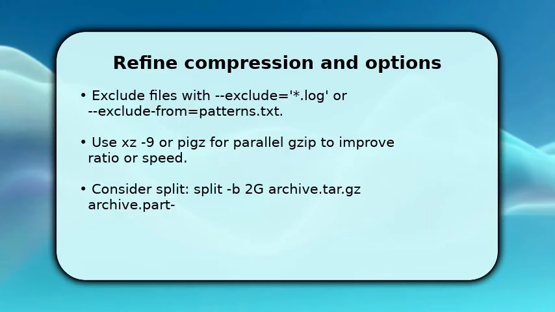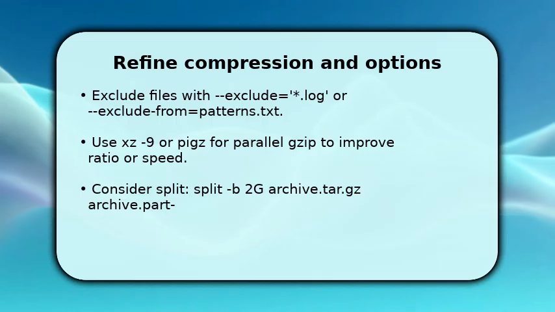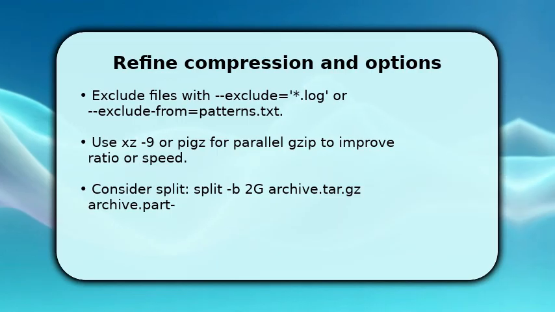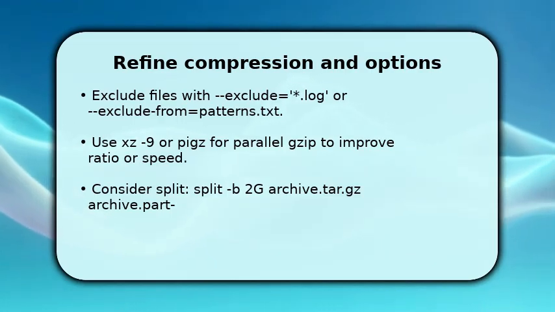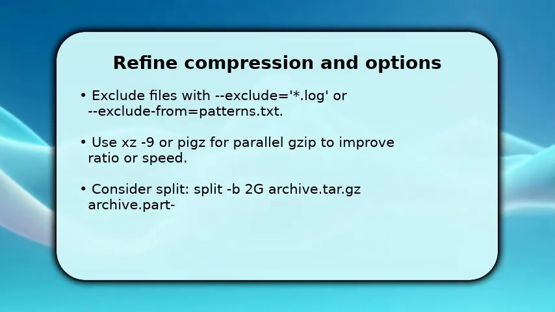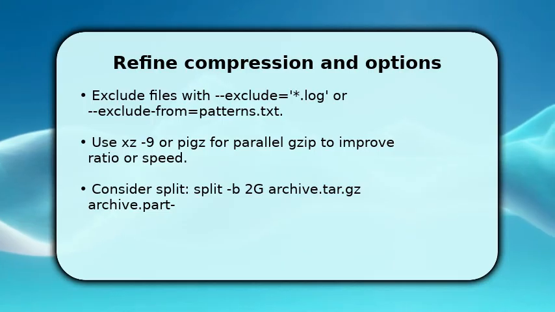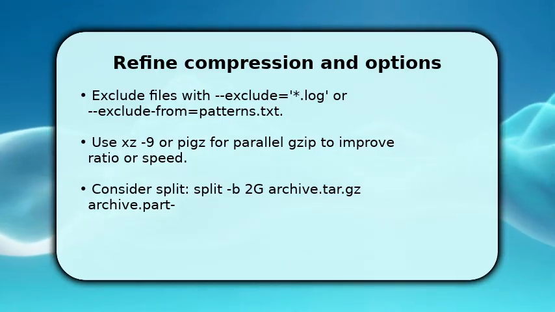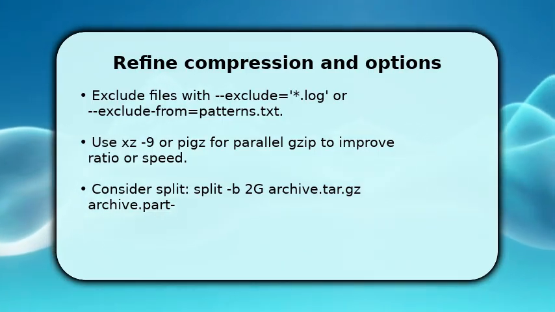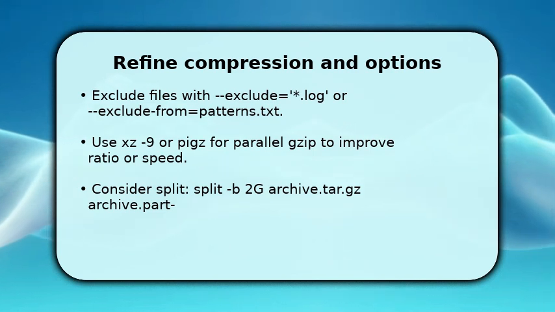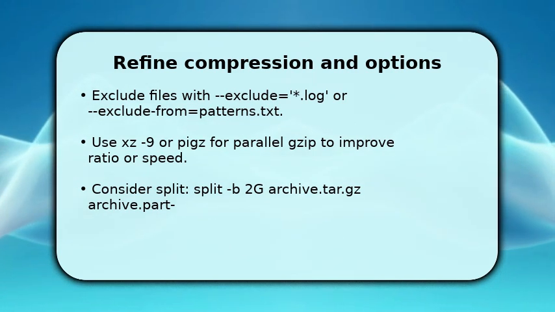Once the basic archive exists, refine for quality and performance. You can exclude temporary or large logs using --exclude or a patterns file, which reduces size and time. If you need better compression, recompress with xz -9 for a smaller file, or use pigz to compress with multiple cores when speed matters. For very large archives, split them with split -b 2G so transfer and storage are easier. Make sure to document the commands used so you can reproduce the exact result.